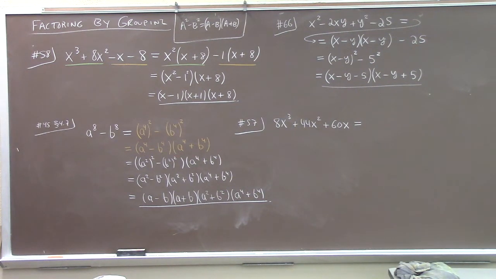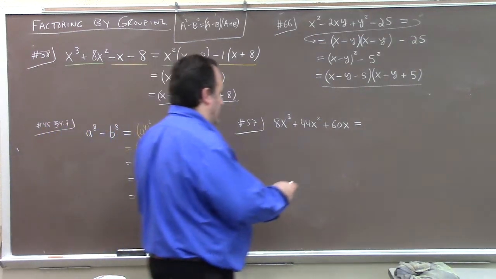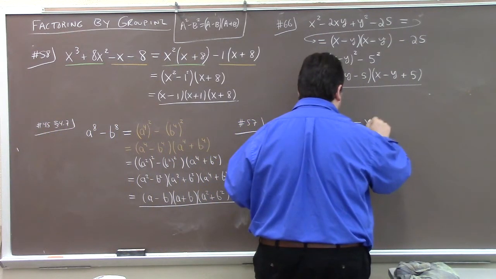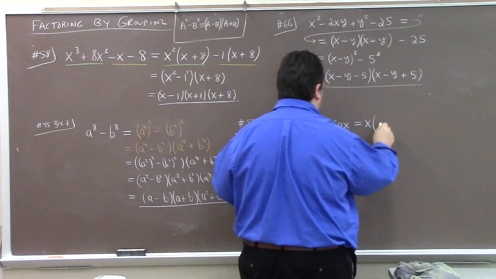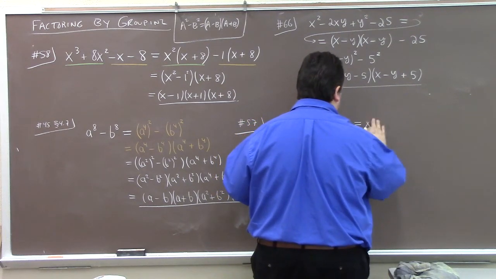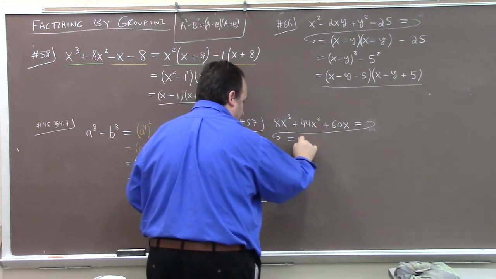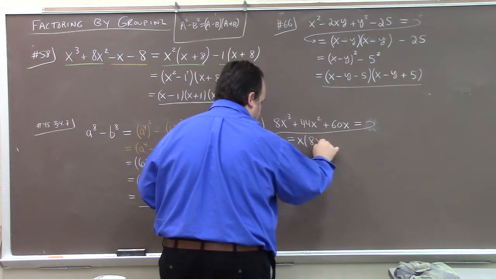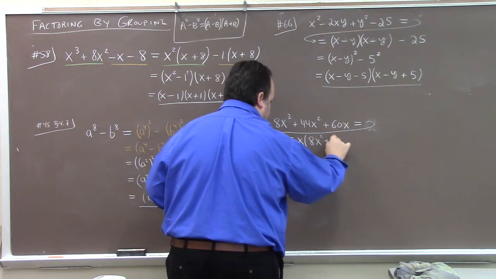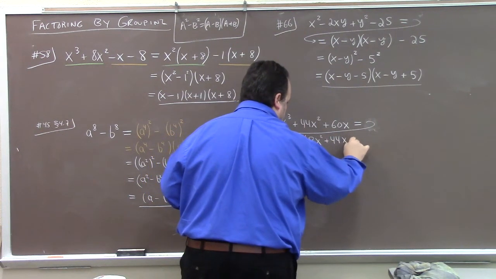First thing to always do in any kind of factoring problem: if there is no constant term, if there's at least an x in everything, you can factor x out. We can factor x out, right? X times what? I'll do it over here so you can see me. This is x times 8x squared plus 44x plus 60.